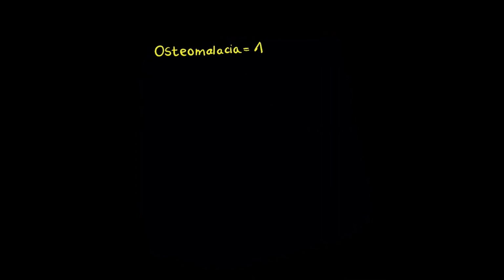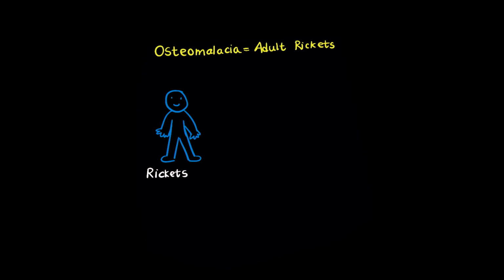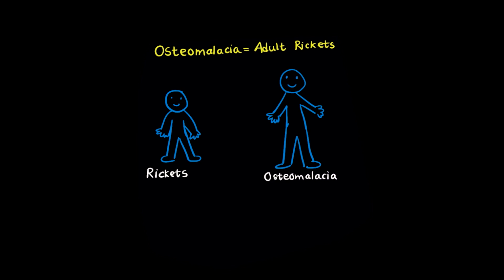Osteomalacia in adults mirrors a childhood disease we know well: rickets. Both conditions share the same root cause: failure of bone mineralization due to vitamin D or calcium deficiency. Think of bones like concrete that never properly hardened. In children, we call this rickets because their growing bones become deformed. In adults whose bones have stopped growing, we call it osteomalacia, but the pathophysiology is identical.